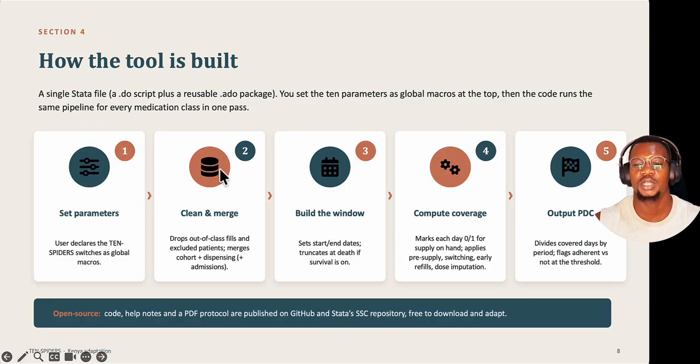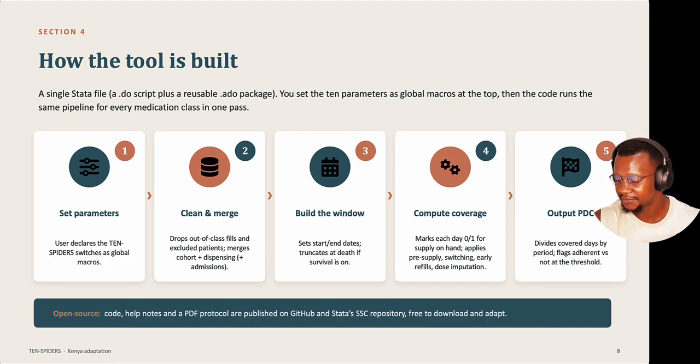So let's look at how the tool is built. We have looked at the TENSPIDERS framework. We have looked at what it means. Now we are going to build the tool. We have already compared it to our system. We have looked at the weaknesses where it won't necessarily match with this paper, but there is always room for innovation. That is where you should come in as a researcher now. How do you take care of such problems? Now we are looking at how to build it.